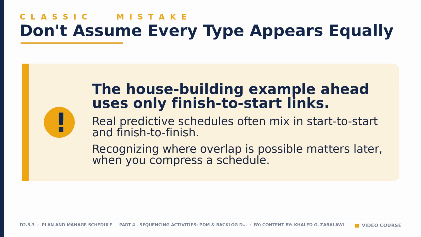But do not let that fool you into thinking every predictive schedule is built this way. Real schedules often mix start to start and finish to finish links whenever 2 activities can genuinely run side by side. Recognizing where dependencies could overlap is exactly the kind of thinking that later compression techniques rely on. For now, just remember this. 4 relationship types exist in the method, but finish to start is the default you will see most often, both in this course and in real project schedules.